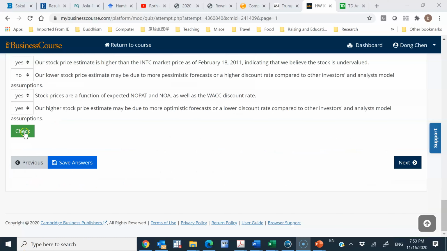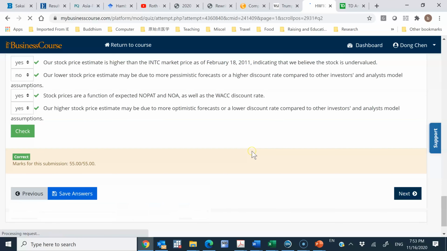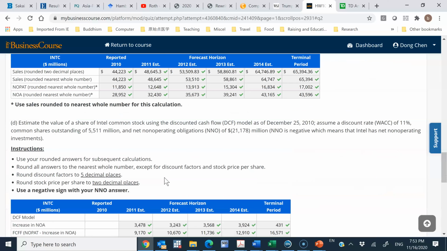So now let's check our answer. You can see that the marks for this submission are 55 out of 55, which means we got every part of this question correct.